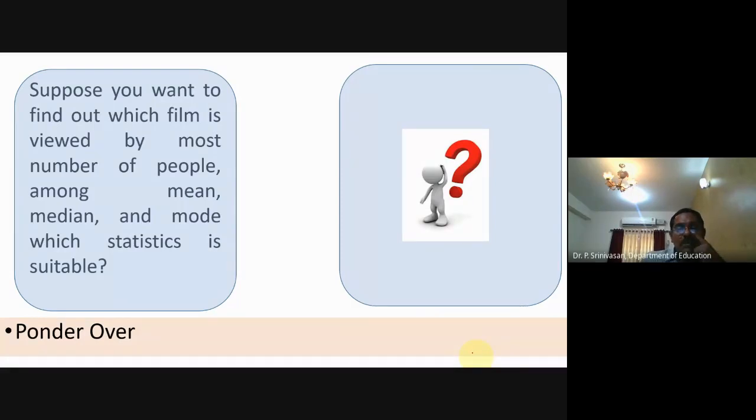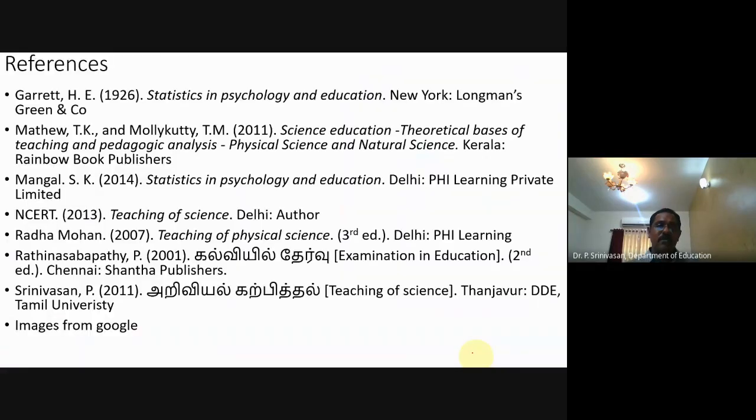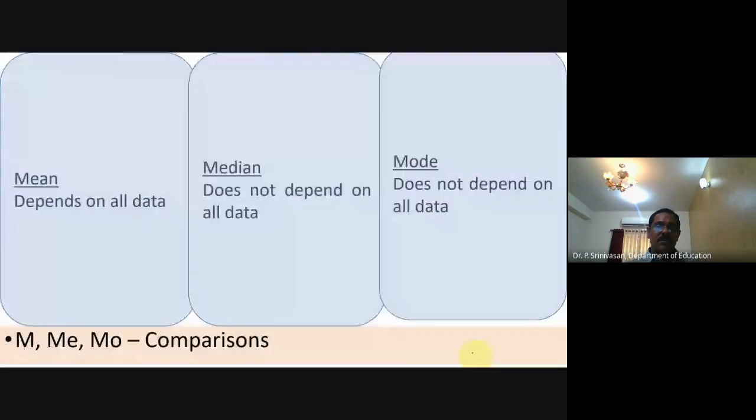So these are the statistics where you have to know the difference: when to use which, in which situation. For this situation, you have to use mode only. The mean will not be useful, median will not be useful. This is the answer. So that's all about today's class.